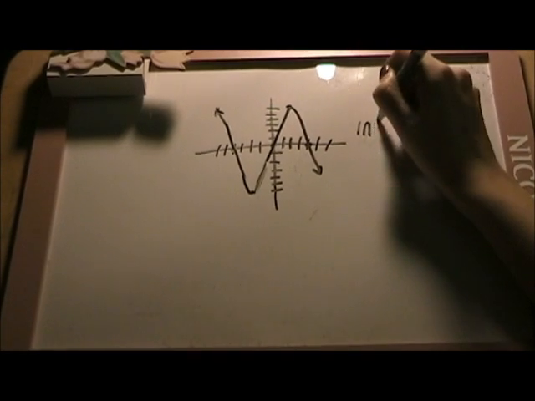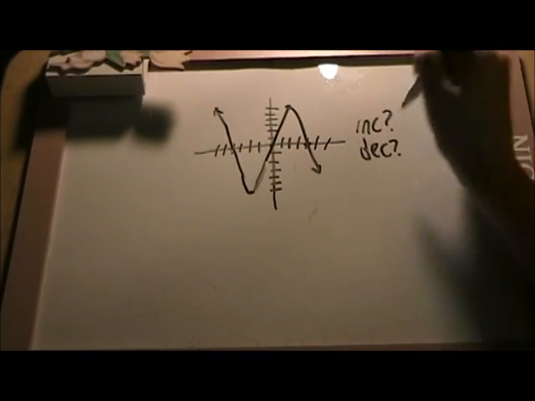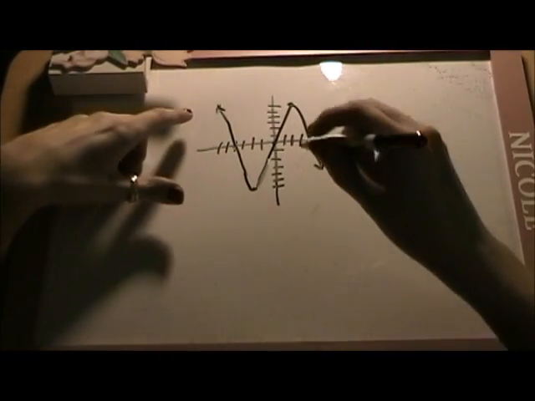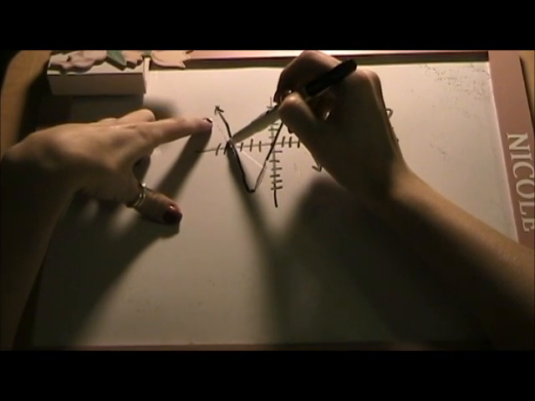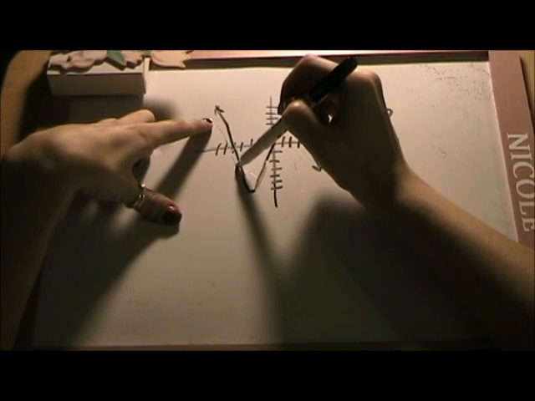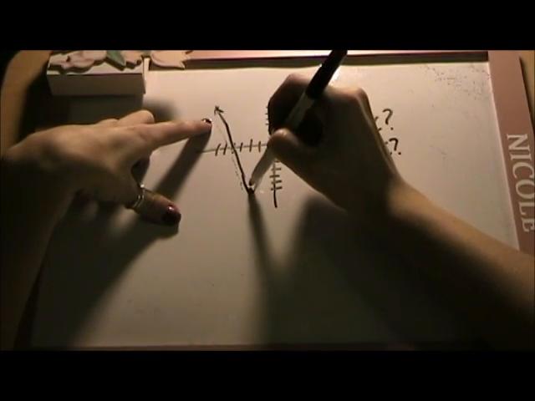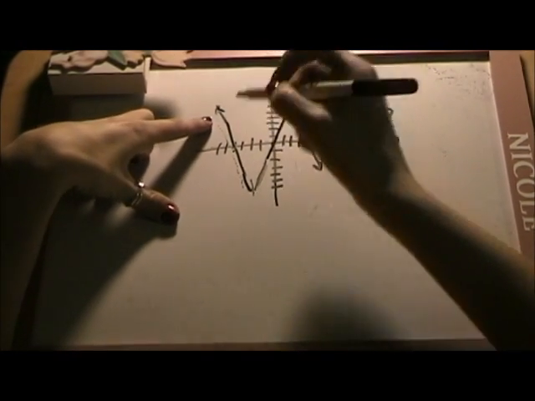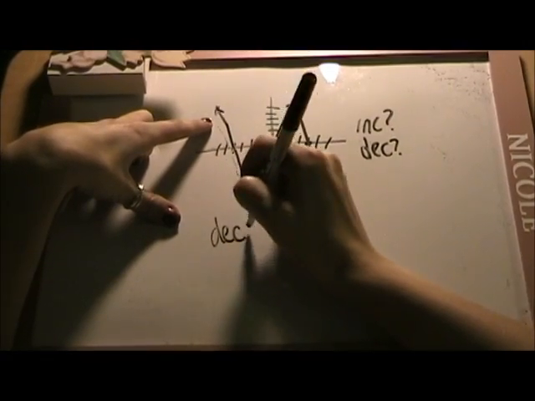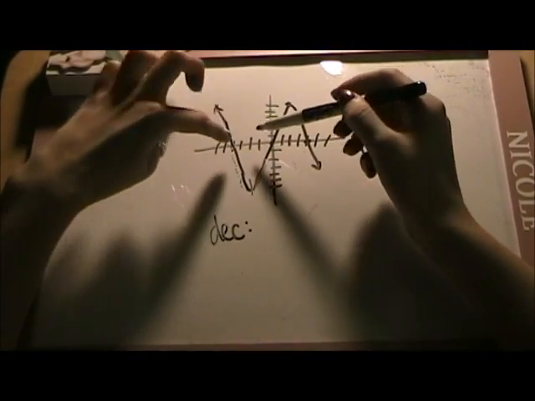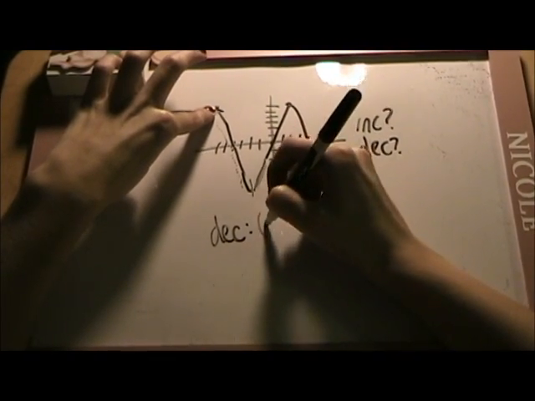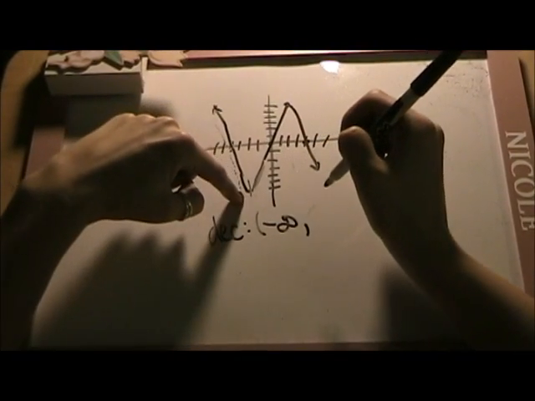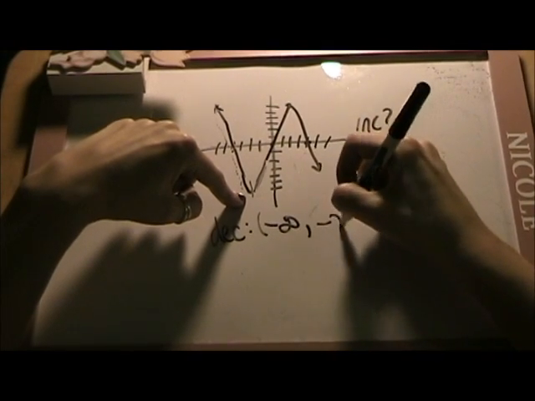Same question, increasing. Where is it decreasing? Okay, so we start from left to right. From here, we're going down, so we are decreasing. We're still decreasing till right here. So I'm going to be decreasing from, looking at my x values, my domain from here to here, negative infinity to -2.